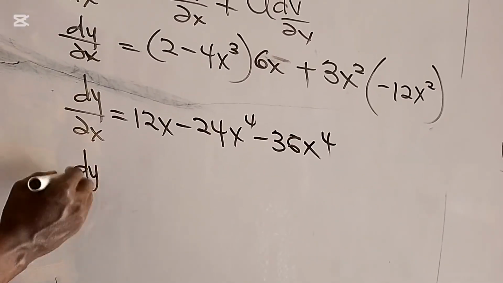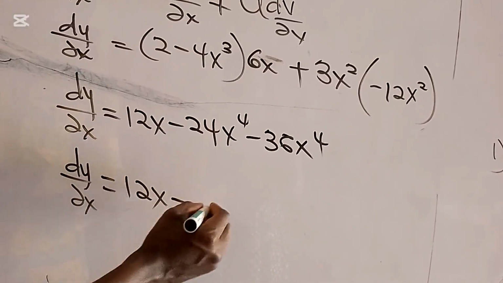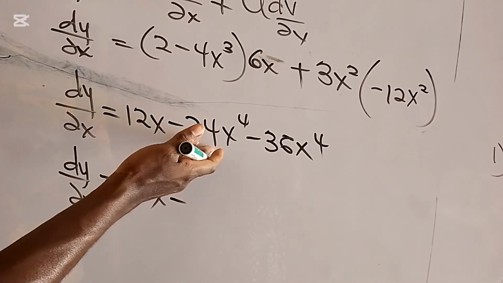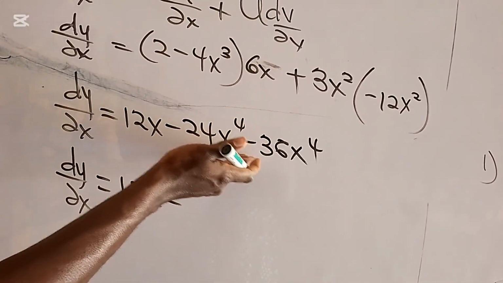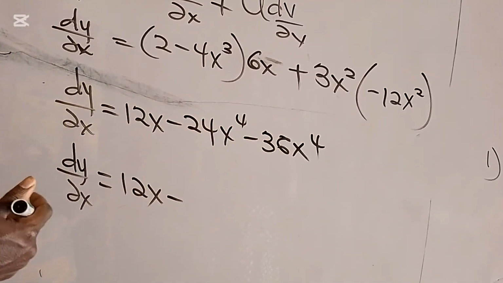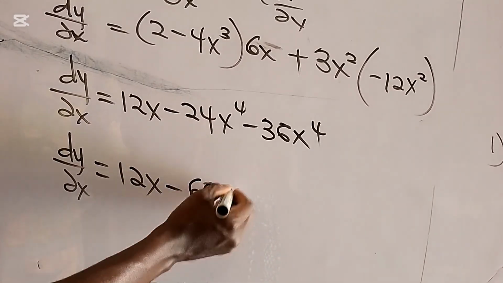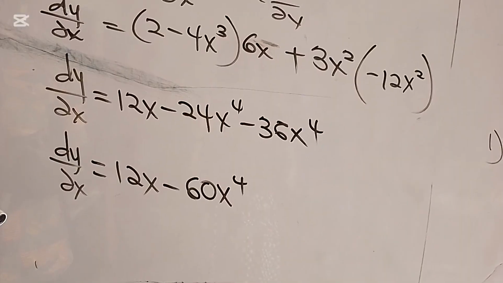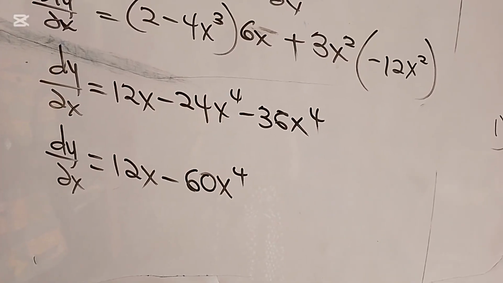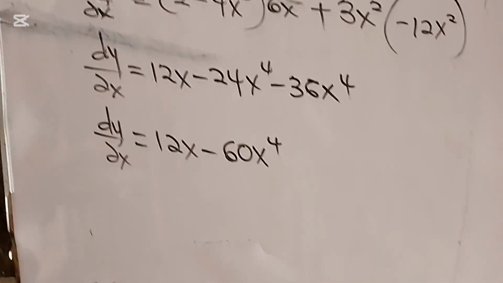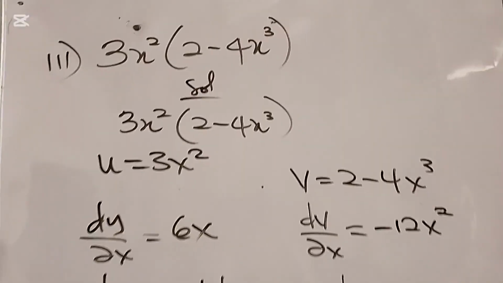So what do we have? Our dy/dx, we group the like terms. So we have 12x minus negative 24x to the 4th power, then minus again negative 36x to the 4th power. It gives us 60x to the 4th power. So that's the solution.